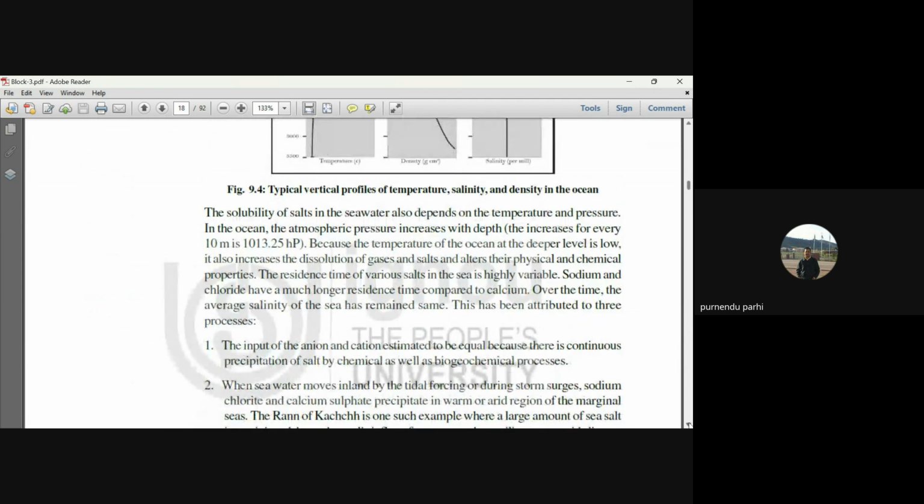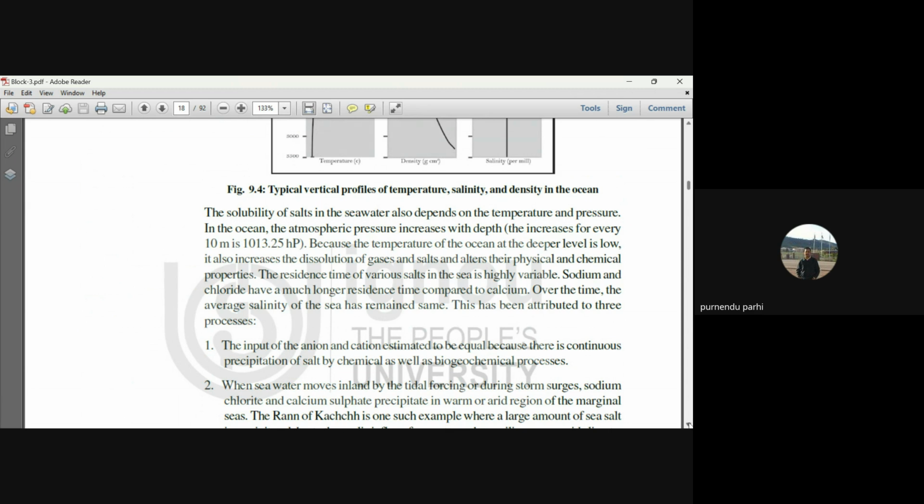The solubility of salt in the seawater also depends on the temperature and pressure. In the ocean, the pressure increases with depth. Because the temperature of the ocean at the deep level is low, it also increases the dissolution of gases and salts and alters their physical and chemical properties. The residence time of various salts in the sea is highly variable. Sodium and chloride have a much longer residence time as compared to calcium.